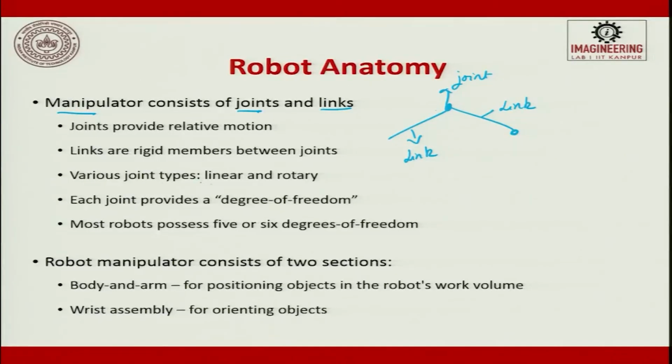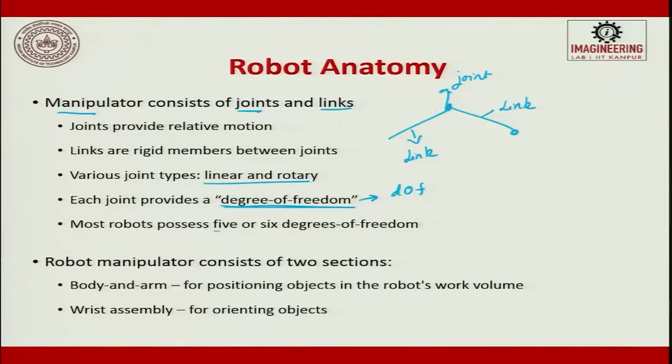Various types of joints are linear joint and rotational joint. Each joint provides a degree of freedom, which is otherwise written as DOF. Degrees of freedom is very important. The more degrees of freedom, the more versatility the robo has to do a job. But it will make it expensive, and stability is a problem. So, you have to have a trade off.